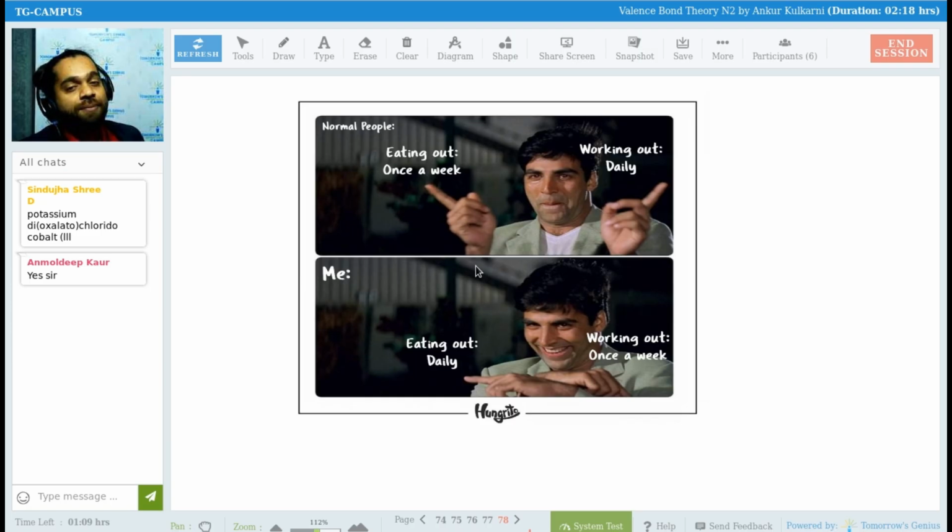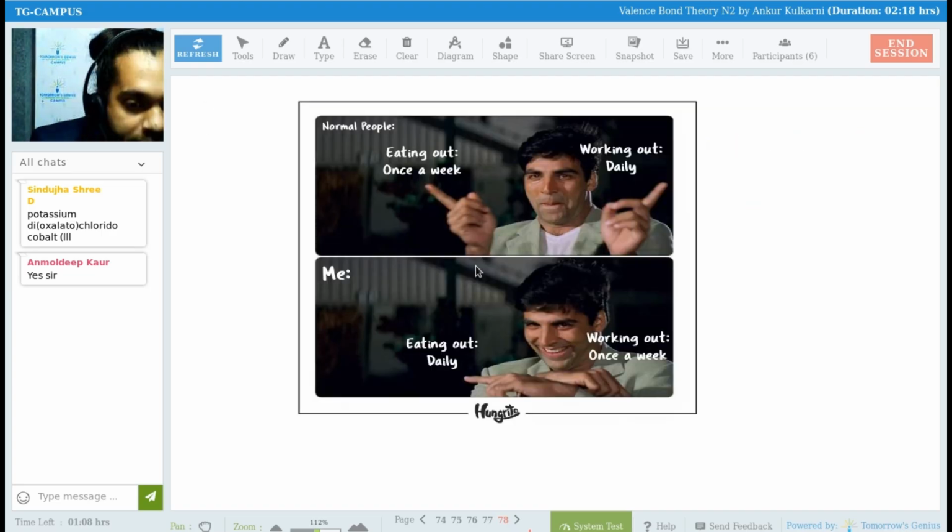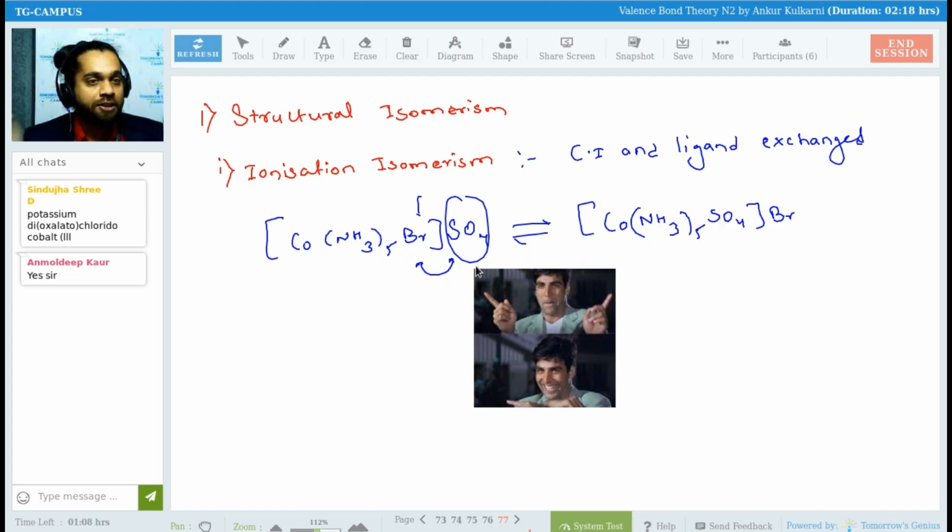Similarly, we have the meme for chemistry also, where your ligand and counter ion are exchanged. Just a minute, everyone, you write it down. Is it clear? Not the meme, but the concept. Otherwise, you'll draw Akshay Kumar in the exam. In ionization isomerism, what has happened? The ligand and the counter ion are exchanged.